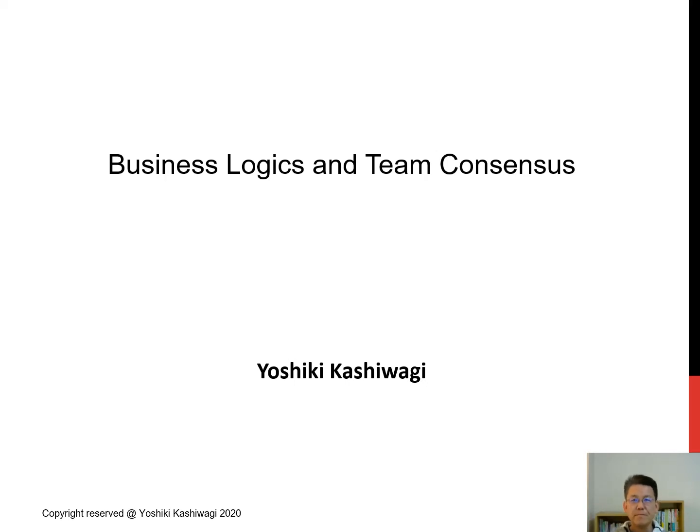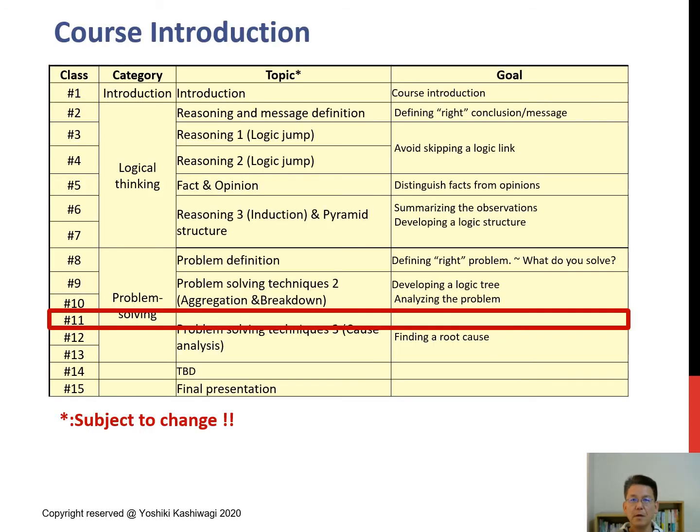Hi everybody, this is a video of the week 11 of the Business Logics and Team Consensus. This week, we're going to talk about logic tree for cause identification. You will ask why several times to make a logic tree.